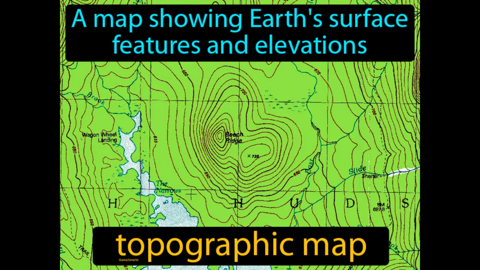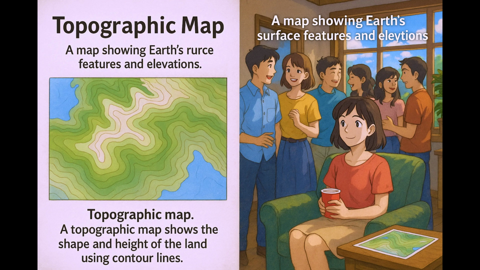A map showing Earth's surface features and elevations. Topographic map. A topographic map shows the shape and height of the land using contour lines. Imagine trying to navigate a crowded room at a party where you don't know anyone.